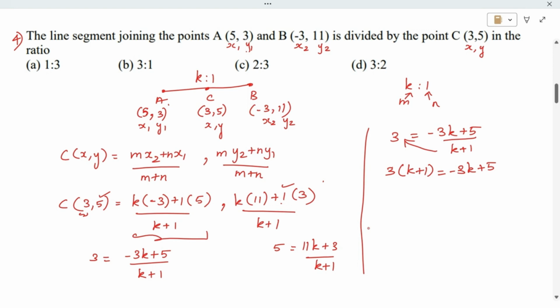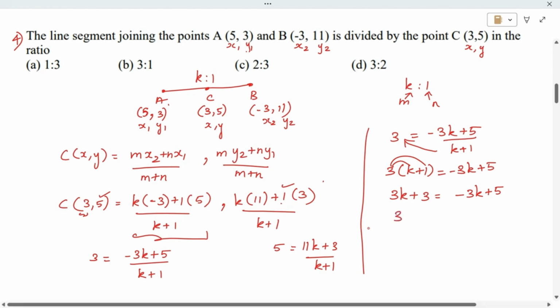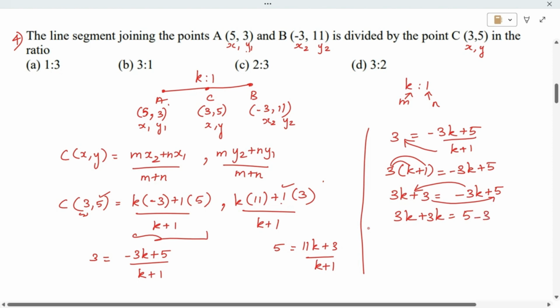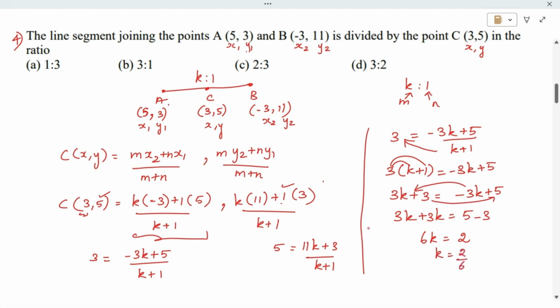Now evaluate the bracket using distributive. So 3 times k is 3k, plus 3 times 1 is 3, is equal to -3k + 5. So this -3k is transposed to the other side and will become positive 3k, and +3 transposed to the other side will become -3. So 3k + 3k is 6k, 5 - 3 is 2. So k is equal to 2 by 6, which is reduced to 1 by 3.